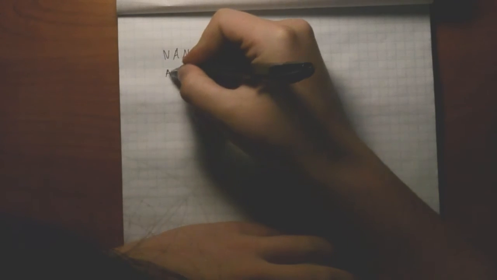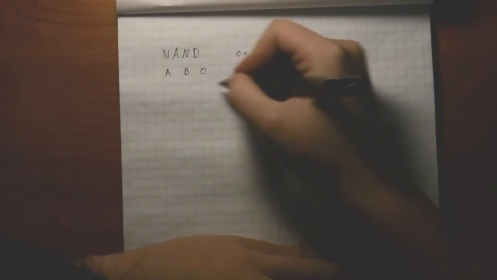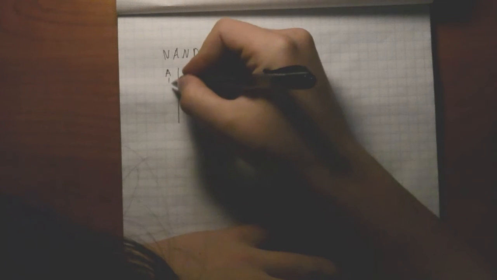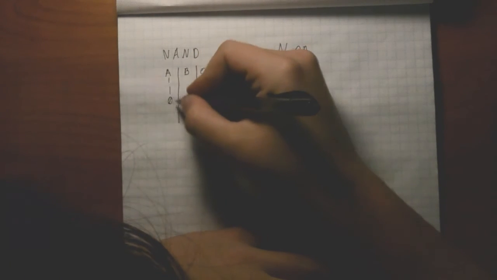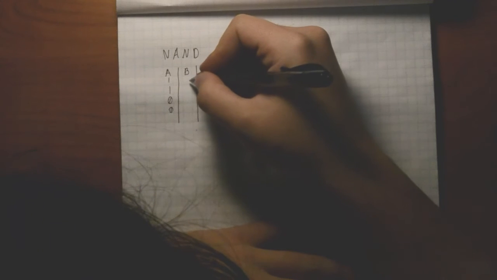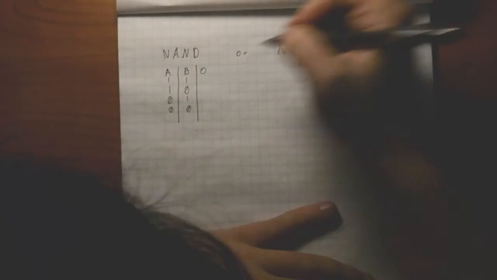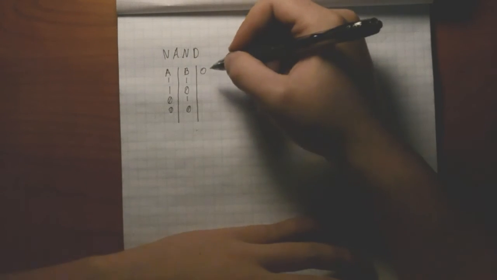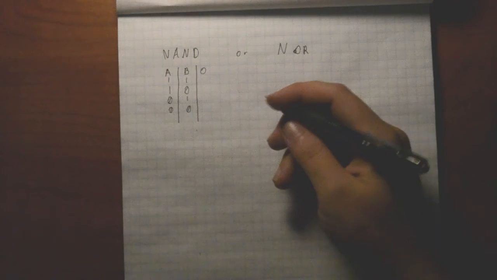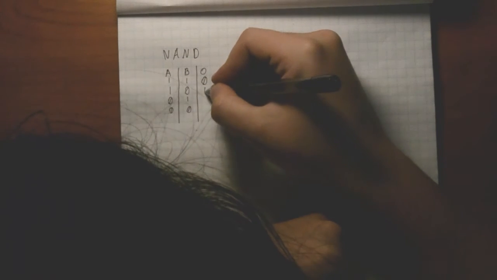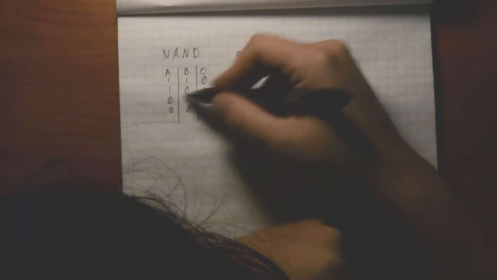If we make the truth table for the NAND gate, it would be something like this. You have input A, B, and your output. So you have 1, 1, 0, 0, 0, 1, 0, 1. So a NAND gate, when A and B are 1, is going to be 0. But for the rest of them, because NAND is not AND, this is going to be 1.